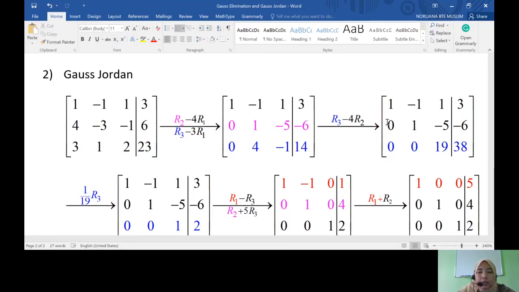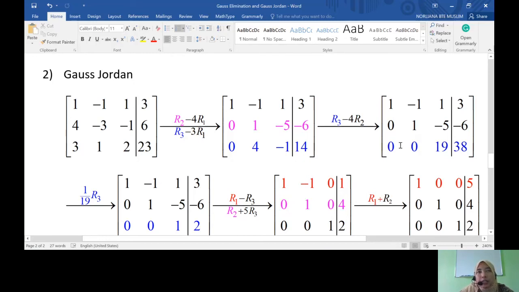For the Gauss-Jordan, after we have reached the Gauss elimination, meaning the lower part of the matrix is 0, then we move to the upper part. So in the Gauss-Jordan, the objective is to make the lower part and the upper part 0, and the diagonal elements in the matrix become 1. So it is actually an extension process after the Gauss elimination. I'm not going to explain this step, so I will just proceed from here to the new matrix, which has the lower part 0.